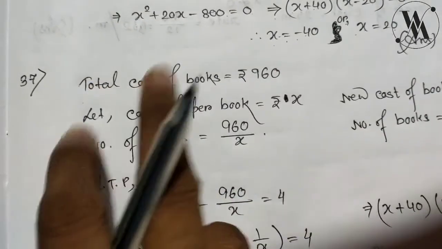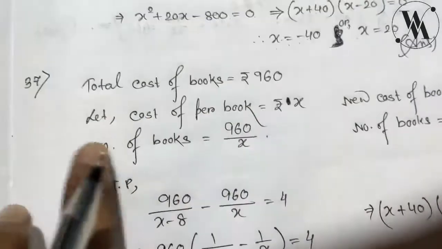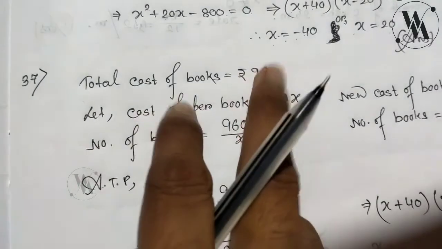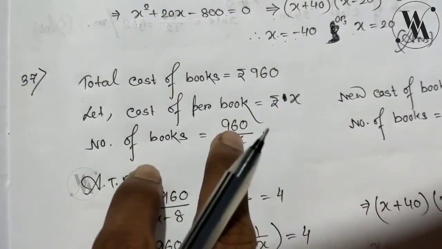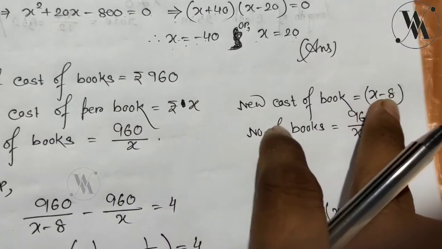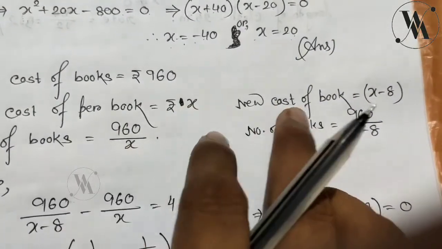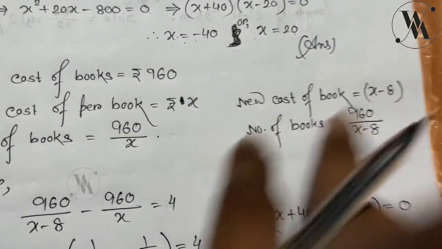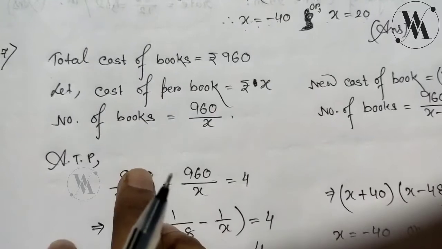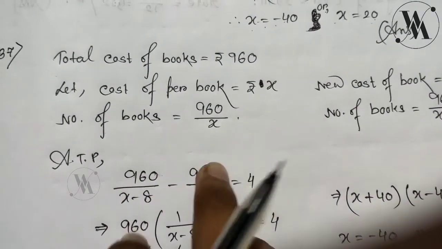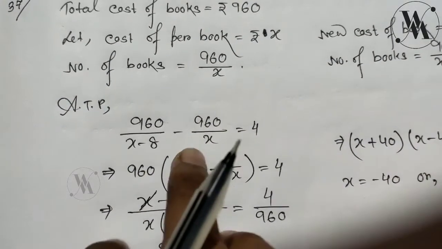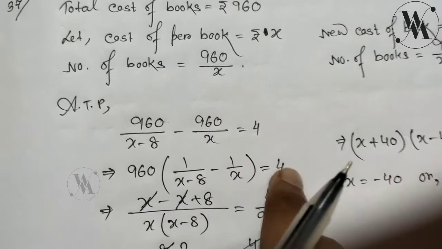So here the total cost of books is rupees 960, and let the cost per book be rupees x. So the number of books is the total rupees divided by each cost, that equals 960/x. Now if the new cost of the book is rupees 8 less, the previous cost is x, so the new cost of the book is x - 8. So the number of books will be 960/(x - 8). Now according to the problem, 960/(x - 8) - 960/x = 4. So 960 is common, so 1/(x - 8) - 1/x = 4.